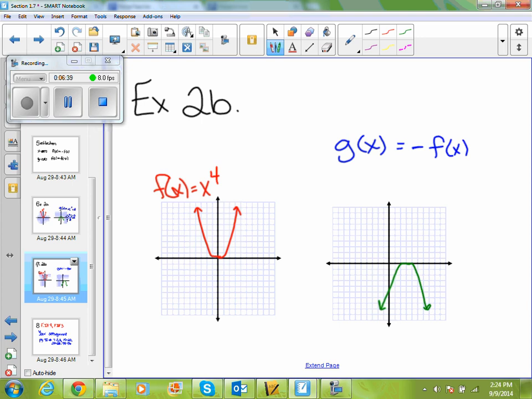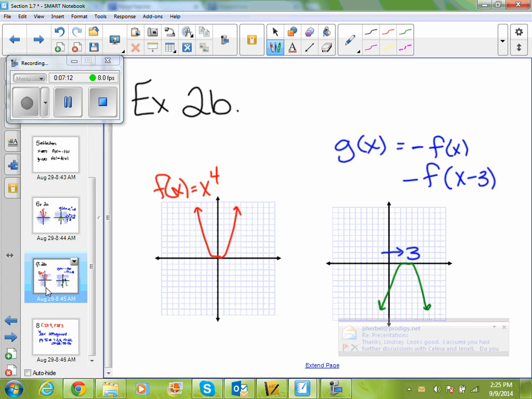And in this case, it's moved to the right. That's to the right, 1, 2, 3 units. And when I'm moving it to the right, I actually do the opposite, so that goes in my parentheses. So it's going to be x minus 3, because when it's moved to the right, you do the opposite. So I'm actually getting negative f of (x minus 3). That's my function. So then if I plug that in, I get negative (x minus 3) to the fourth power, because my function was x to the fourth power. That's it.